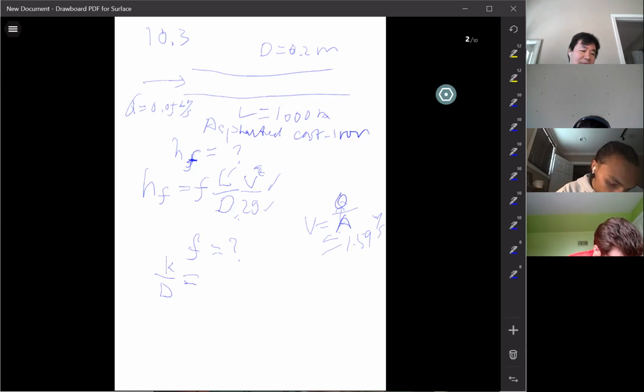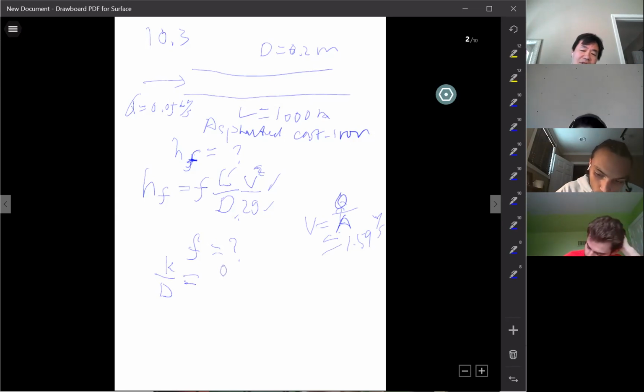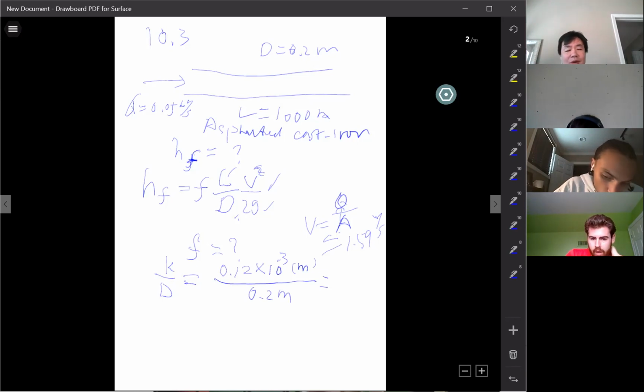What is the k? 0.12. What's the unit of that? Millimeters. Okay, can you convert it into meters for calculation? 0.00012. That's right. Divided by the diameter, which is also in meters. Be careful, it's the relative roughness. So what is the value for the relative roughness?